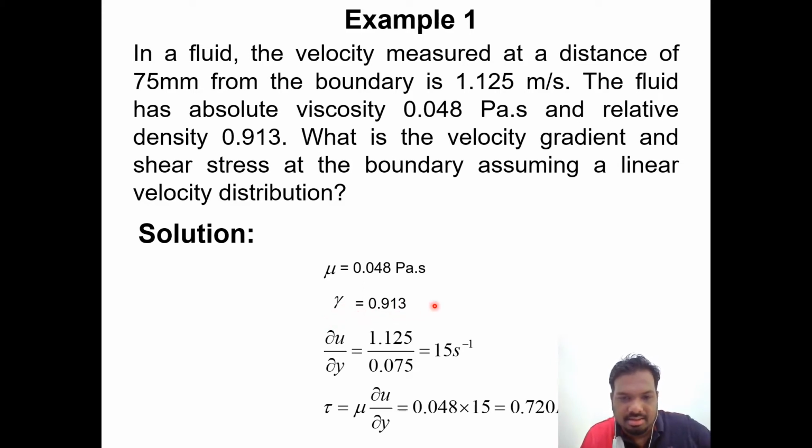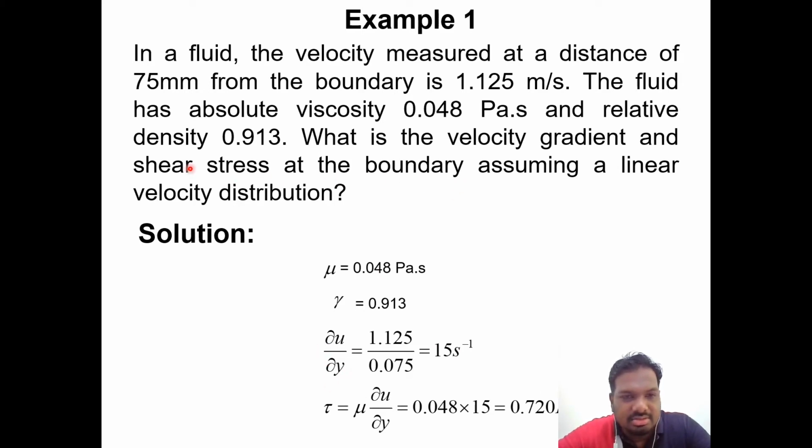0.913. So the question first is asking to find the velocity gradient. Velocity gradient, we know, is du over dy. So du, the velocity change, is 1.125 meter per second, and the distance is 0.075. So we know the change is 15 per second. So this is for the velocity gradient.